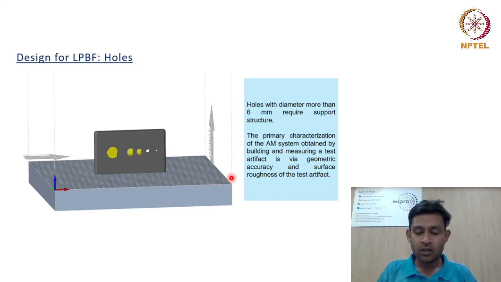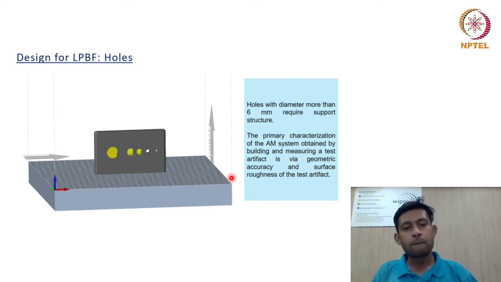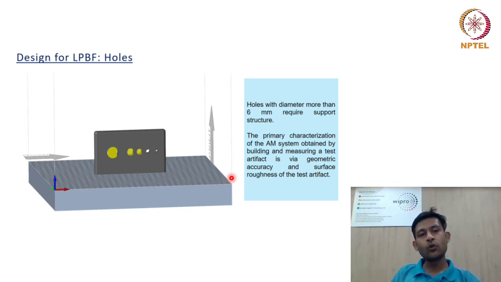Now, in case your hole is a functional hole, then what would you like to do? If your hole is a functional hole or there is a certain mating component designed for that hole, then you need to have a particular dimensional and positional tolerance. Now, in order to maintain that tolerance, in 99% of the cases, these tolerances cannot be met through AM. Hence, we go for post-process machining.